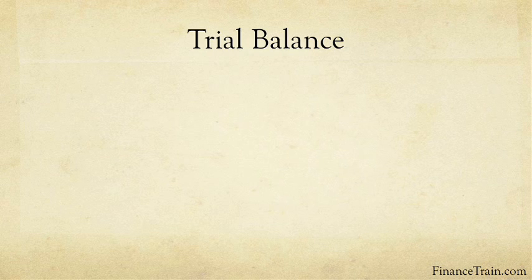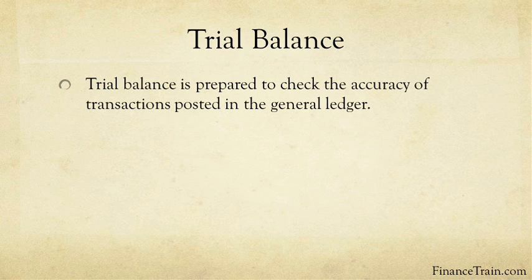Once the transactions have been recorded in the general ledger and the general journal, the accountant needs to be sure that the ledger accounts he or she has prepared are correct in respect of amount, side, balance, etc. To check the accuracy of transactions posted in the ledger, a statement is prepared. This statement is called trial balance.